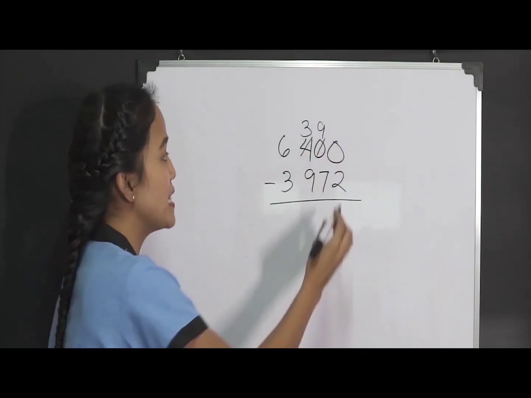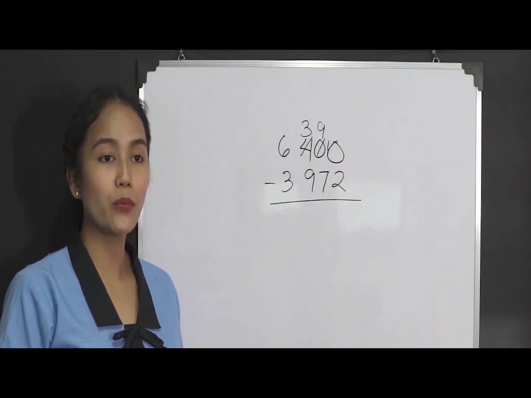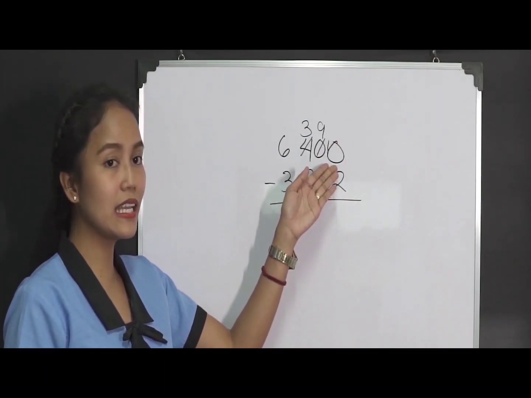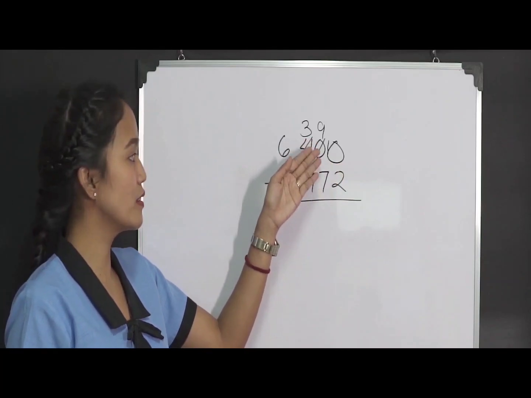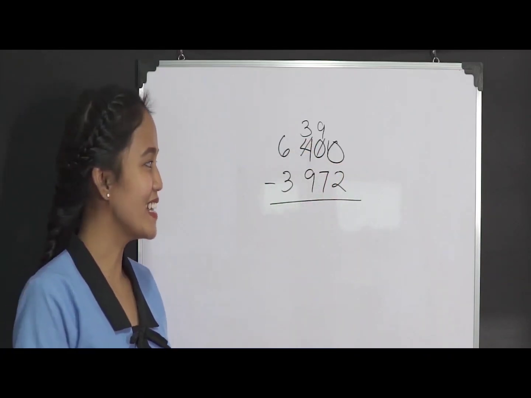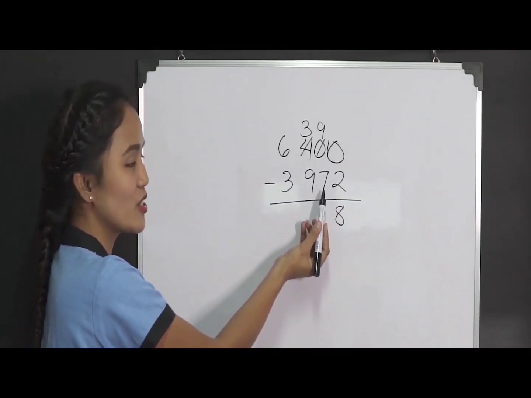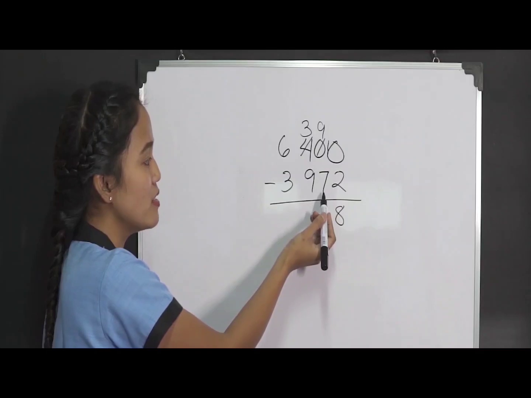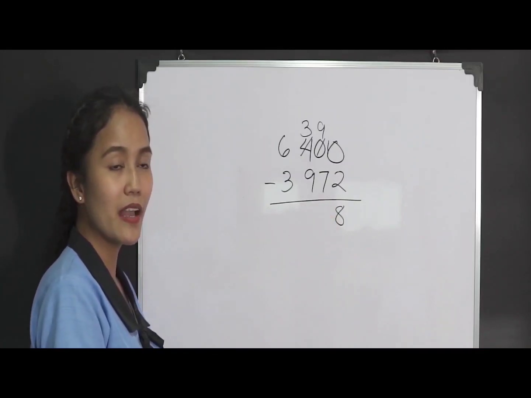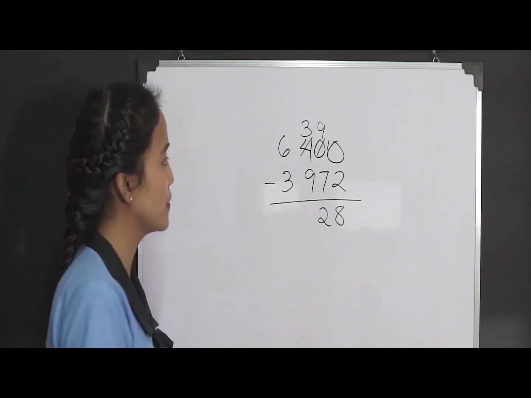Then, write 1 beside 0 in the ones column. This shows that we now have 10 ones in the ones column. So, 10 minus 2 is equal to? Yes, it is equal to 8. Next, the tens column. 9 minus 7 is equal to? Very good. It is equal to 2.